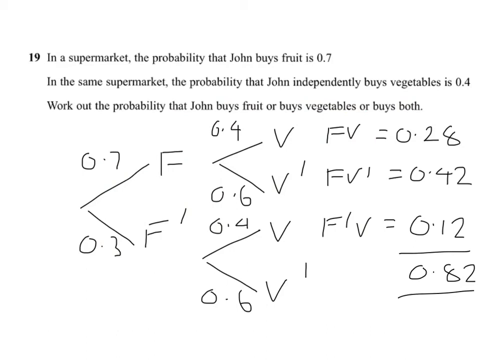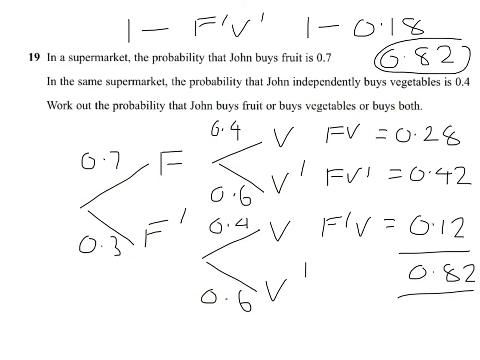The clever way is to say that if we're buying fruit or buying vegetables or buying both, then that will be 1 minus not buying either. 1 minus not buying fruit and not buying vegetables. So that's 0.3 times 0.6, so it'll be 1 minus 0.3 times 0.6, which is 1 minus 0.18, which equals 0.82.